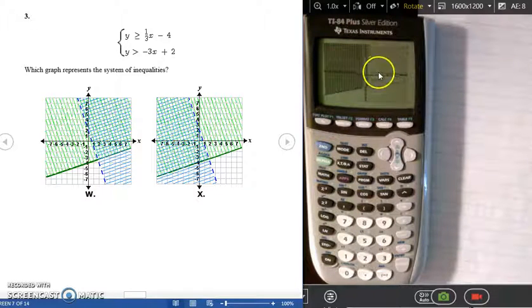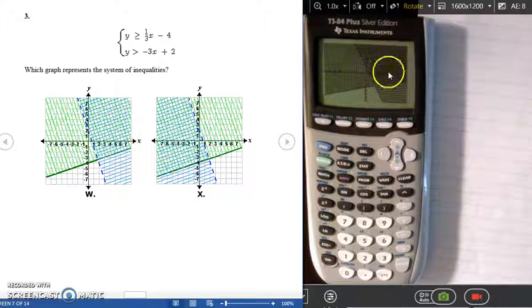And when I do that, there's the shading. The only thing is that this calculator is always going to use solid lines. You have to know that the second one is a dashed line. That's just one thing the calculator isn't able to do that you have to know. So the second one that it graphed was this one here. I need to know that that's a dashed line in my answer.